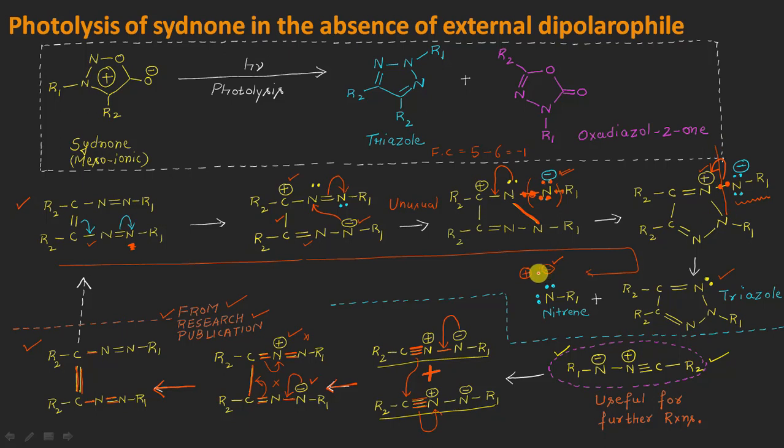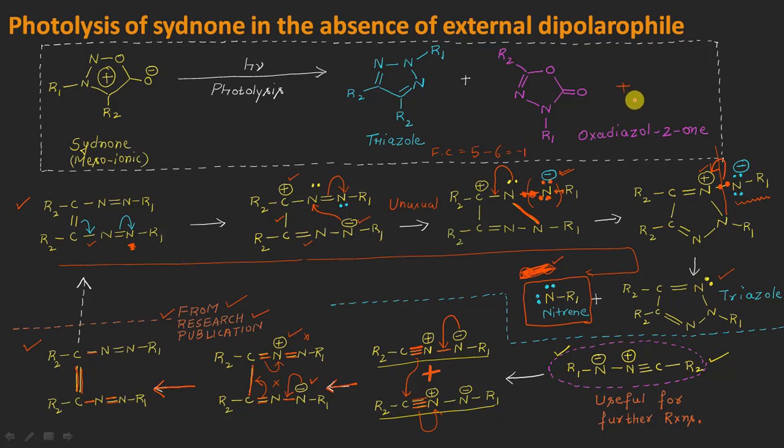So positive and negative will cancel each other, they will simply neutralize each other. So ultimately it will result in the generation of such type of intermediate here. These are known as the nitrene intermediates, right? So it will be good if we show here that in this photolysis reaction, in the absence of an external dipolarophile, we are getting what?